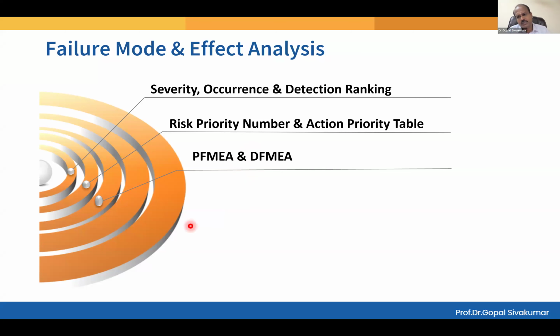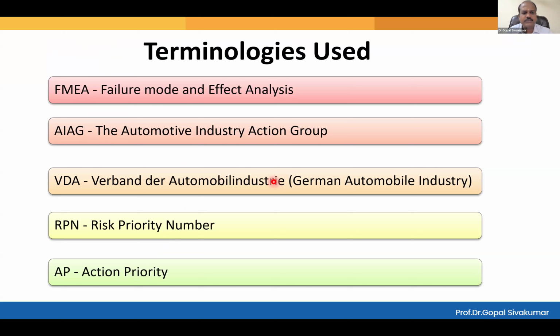And two types of FMEA. One is process FMEA, another one is design FMEA. You all know what process FMEA and design FMEA are. Design FMEA means you perform FMEA at the design stage itself, right? After the design only the process comes, isn't it? And if there is a problem with respect to the process, then you will be performing process FMEA. But if you are still in the design stage, then your FMEA will be DFMEA or design FMEA. These are all the terminologies in FMEA.